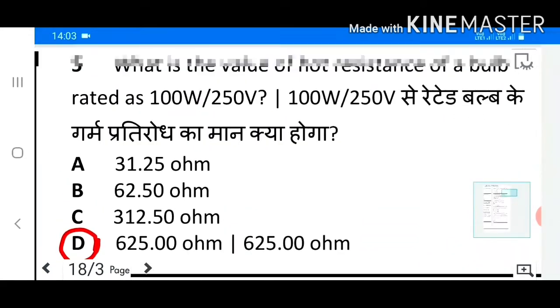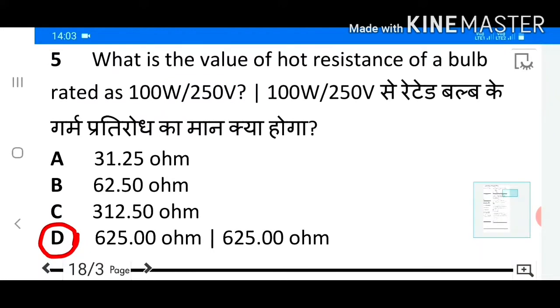Question number 5. What is the value of hot resistance of a bulb rated as 100 watt bar 250 watt? Answer D. 625 ohm.